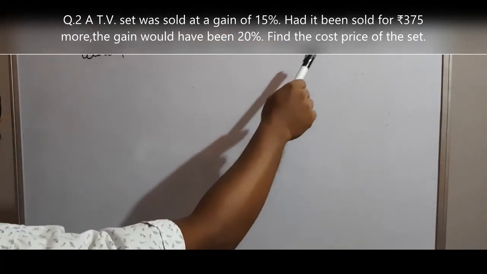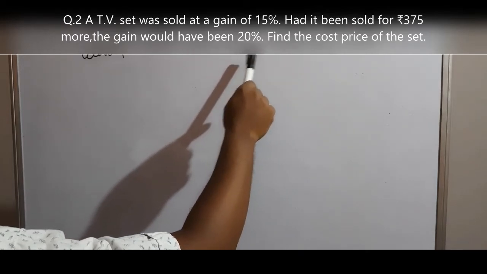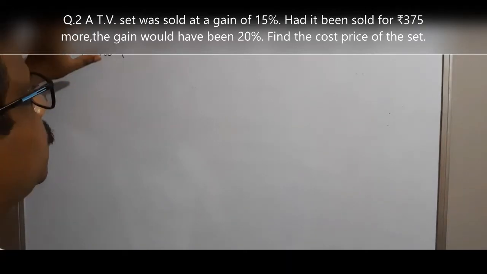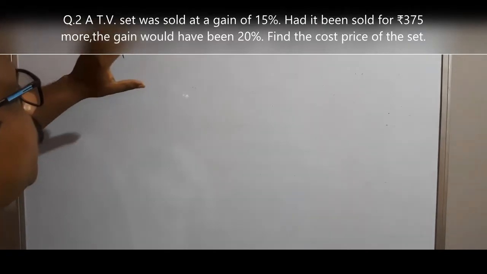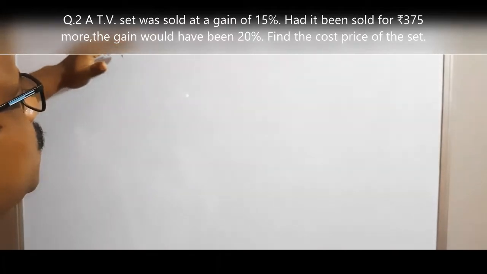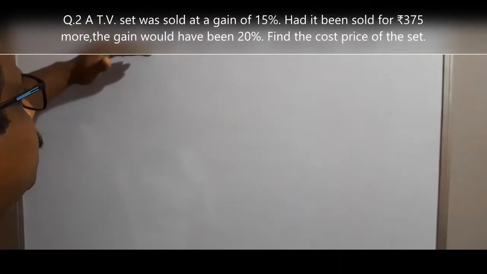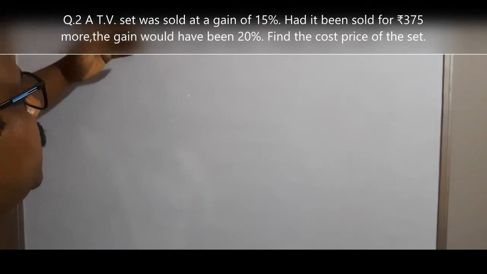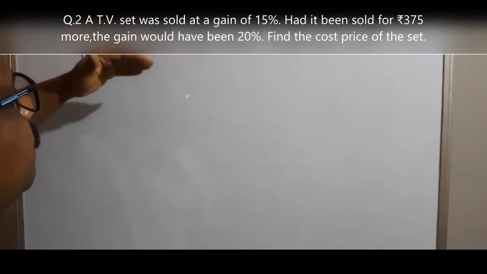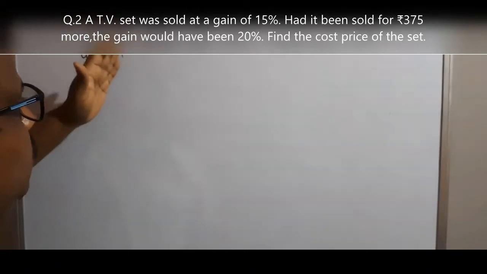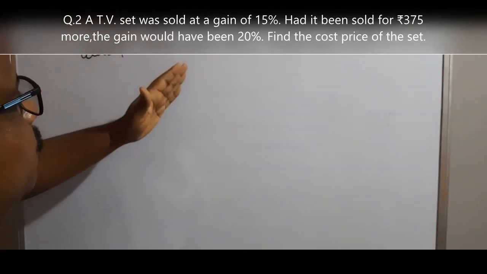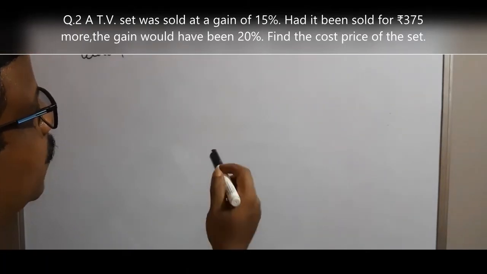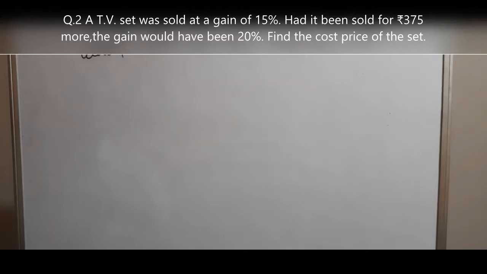Now in the second case, the gain is 20% and CP is X, so we will get the SP. Now according to the question, had it been sold for rupees 375 more, that means as compared to the first case, in the second case the selling price is rupees 375 more. So second selling price minus first selling price is equal to 375. So if we solve, we will get the value of CP. So I am solving here.